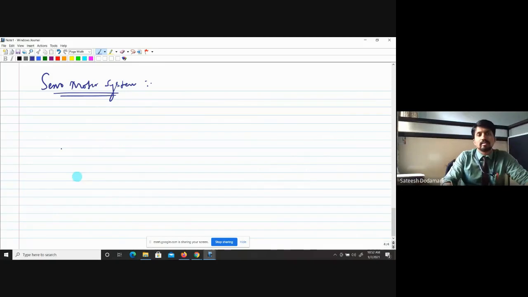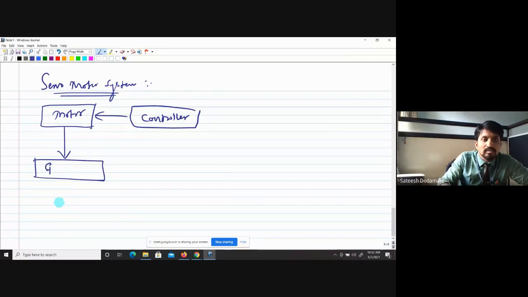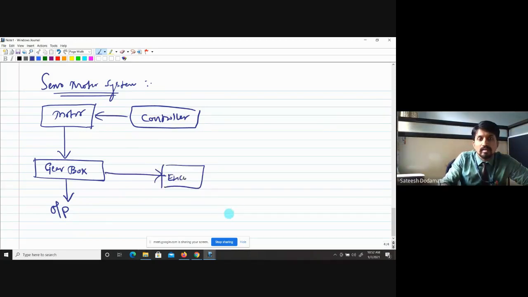So in this servo motor mechanism system, what all does it consist of? Basically, there is a controller, and this controller gives the input to the motor, and this motor is connected to the gearbox, and here we are going to get the output. Now from the gearbox it will be given to the encoder or the potentiometer.